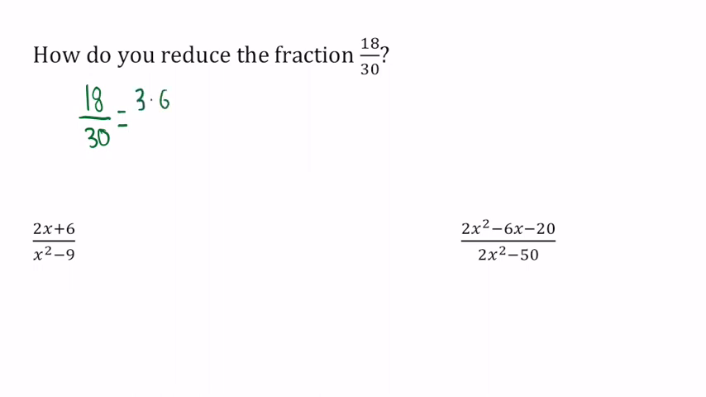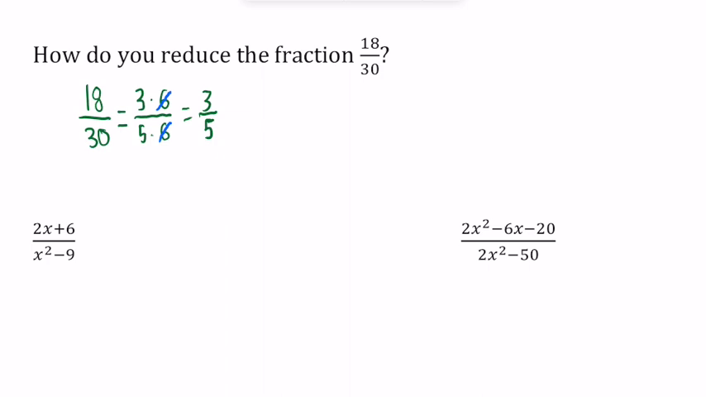18 is 3 times 6. 30 is 5 times 6. To reduce the fraction, we divide both the top and the bottom by the common factor of 6. And this leaves us with 3/5 for our answer.